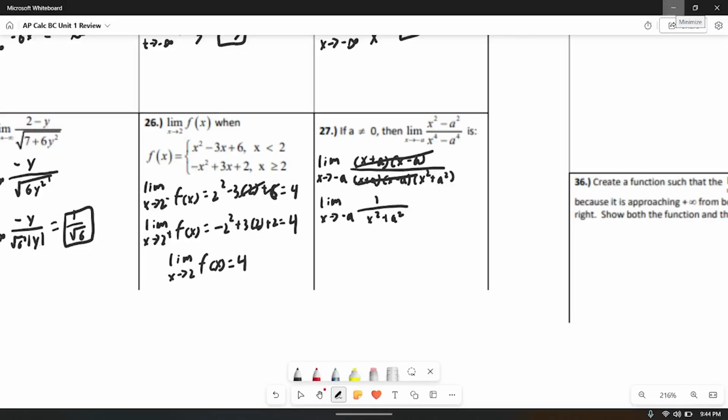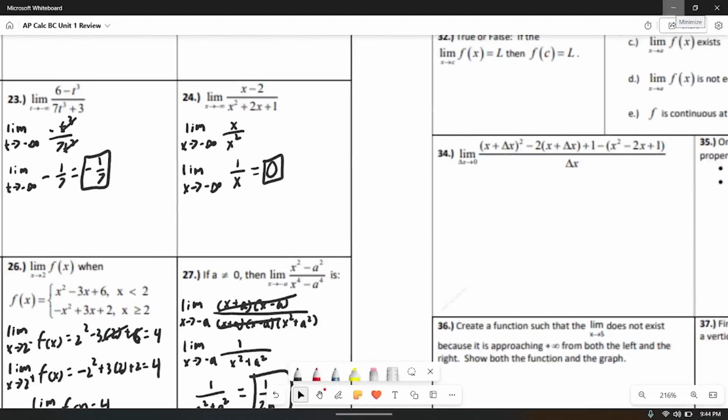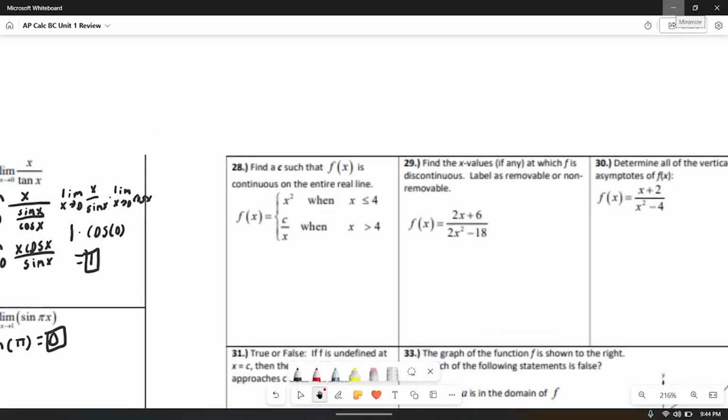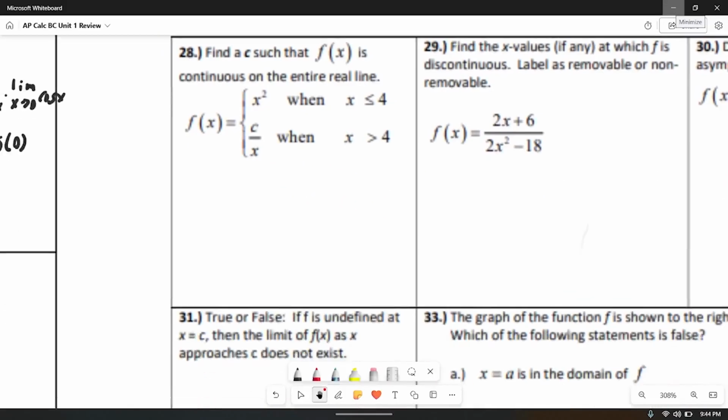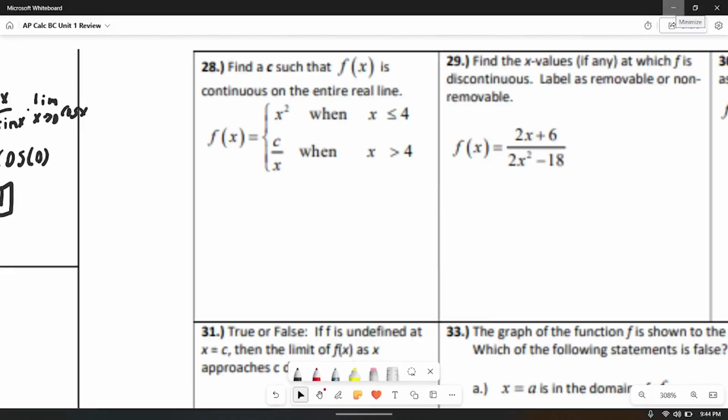So now if we plug negative a into here, we get 1 over a squared plus a squared, because negative a squared is a squared, and that's equal to 1 over 2a squared, and that is our final answer. All right, moving on to page 3. Now we're getting into the more AP level questions.